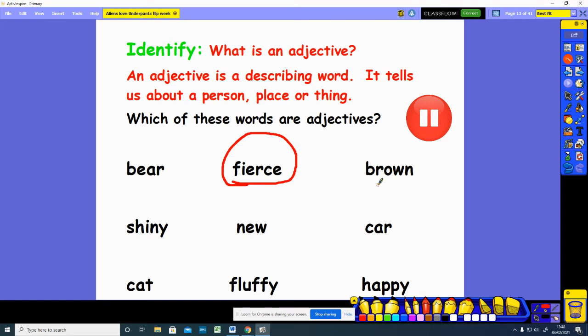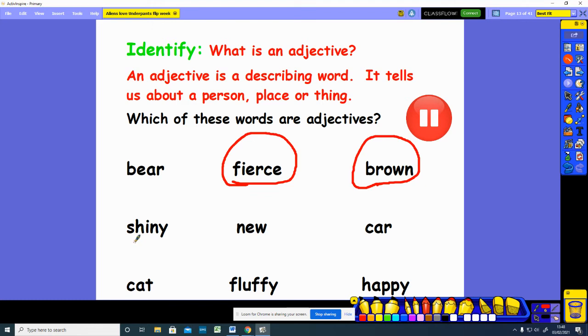Brown. Is brown a describing word? Yes. Brown tells us what colour something is. So it is a describing word. Well done if you got fierce and brown. Let's have a look at the next row.